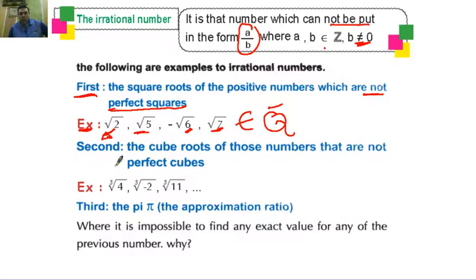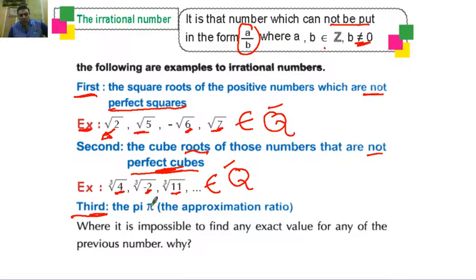Second, the cube roots of numbers that are not perfect cubes. For example, cube root of 4, we can't find a number multiplied by itself 3 times that equals 4, and so cube root 2 and cube root 11. These numbers do not belong to Q, but belong to Q dash. These numbers are irrational numbers.